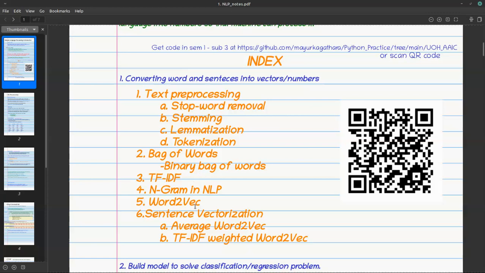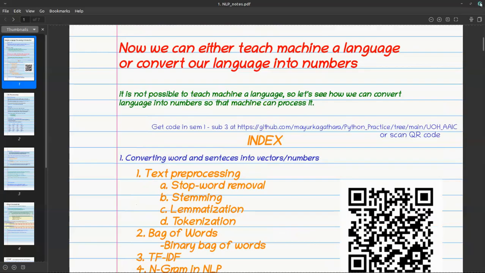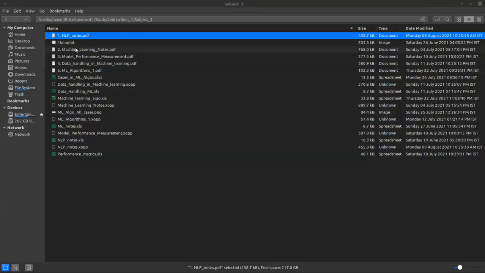And using word2vec, you can vectorize a sentence. The simple strategy is taking the average, and the intelligent technique is using TF-IDF. With this, we just finished the first part.